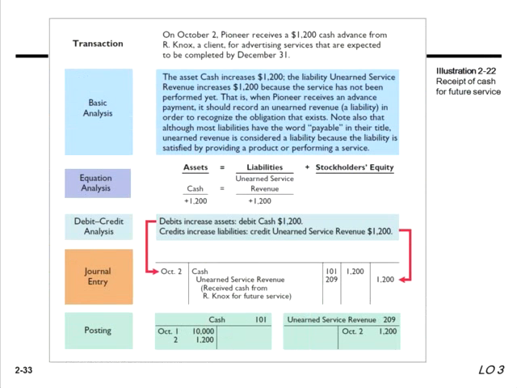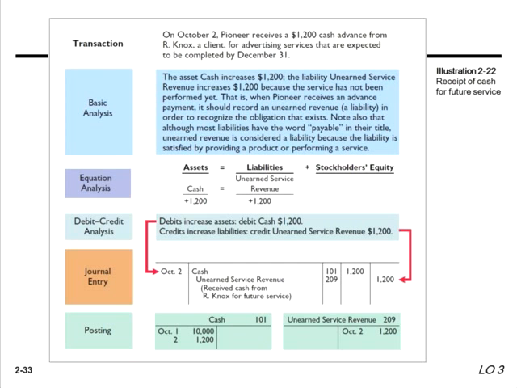All right. The next transaction, on October 2nd, Pioneer receives a $1,200 cash advance from Arnox, a client, for advertising services that are expected to be completed by December 31st. So this is what's happening. Pioneer is getting money up front for something they haven't done yet. So they owe a service to Arnox.